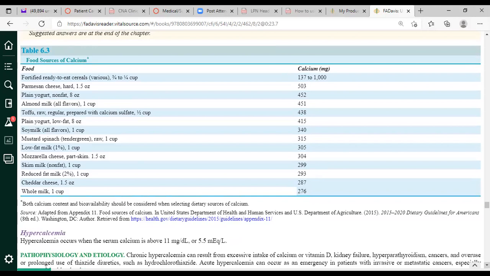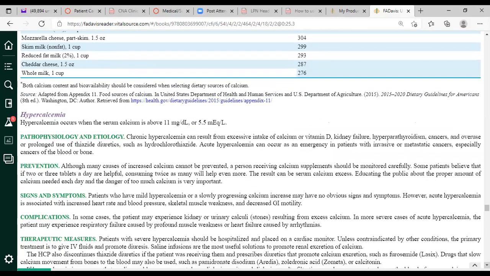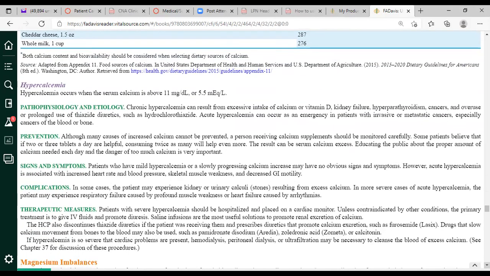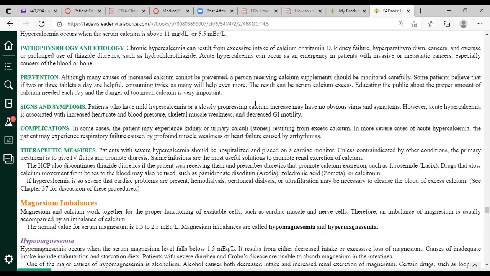And it talks about hypercalcemia. Hypercalcemia, you definitely have a lot of calcium in the blood. Hypercalcemia can result from different diseases. Hypercalcemia can result from consuming too much vitamin D or consuming too much calcium. Hypercalcemia, having a lot of calcium in your system, also can cause kidney stones.